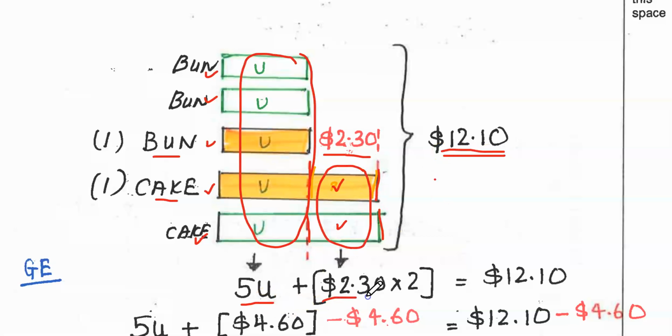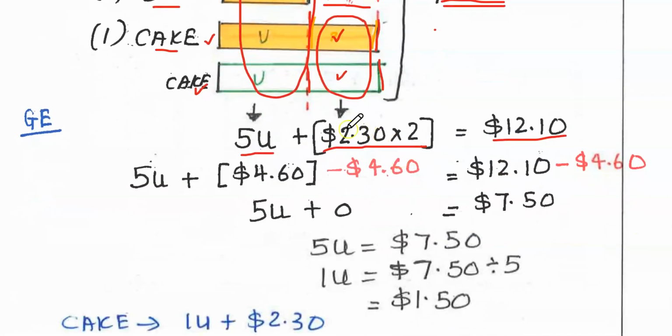$2.30 times 2 should give you $12.10. So $2.30 times 2 is $4.60. 5u plus 460 is 1210. Now let's do the left hand side and right hand side. In my left hand side, I minus 460 gives me 0. So this whole part became nothing. If I minus 460 from my left hand side, I must minus 460 from my right hand side.